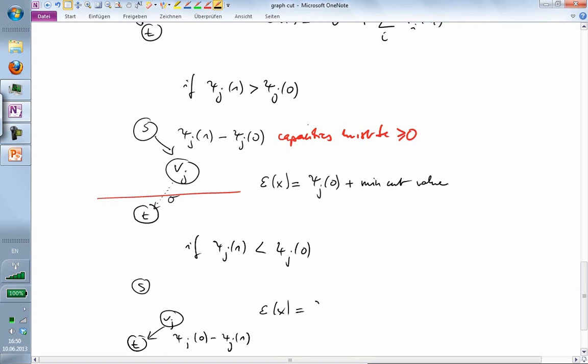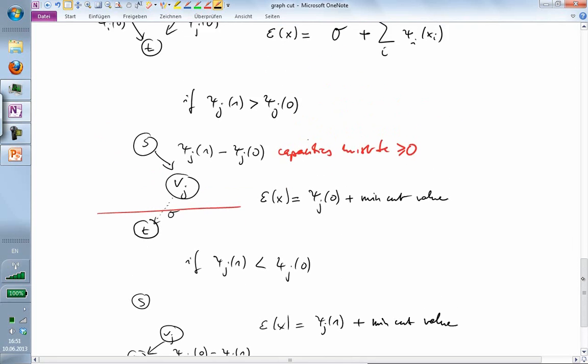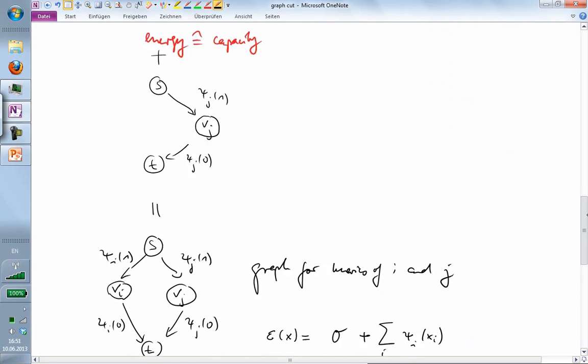X would now be psi j of 1 plus the min cut value. The question is, what would prevent us from just doing that iteratively to all of our connections, basically reduced from our graph? We've only talked about the unary terms now.